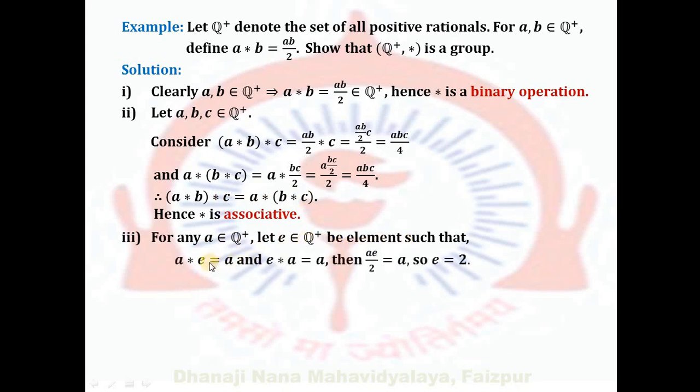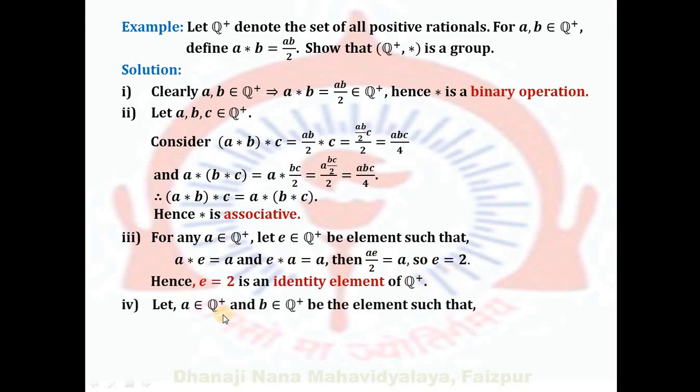Now for any A belongs to Q plus, let E belongs to Q plus be the element such that A star E is equal to A and E star A is equal to A. So here we have to find the identity element in this set. A star E is equal to A implies AE by 2 is equal to A. So from that, what is the value of E? This A gets cancelled from both sides, so the value of E is 2. So E is equal to 2 is the identity element in Q plus, because E satisfies the condition A star E is equal to A, that is equal to E star A. So E is equal to 2 is the identity element.